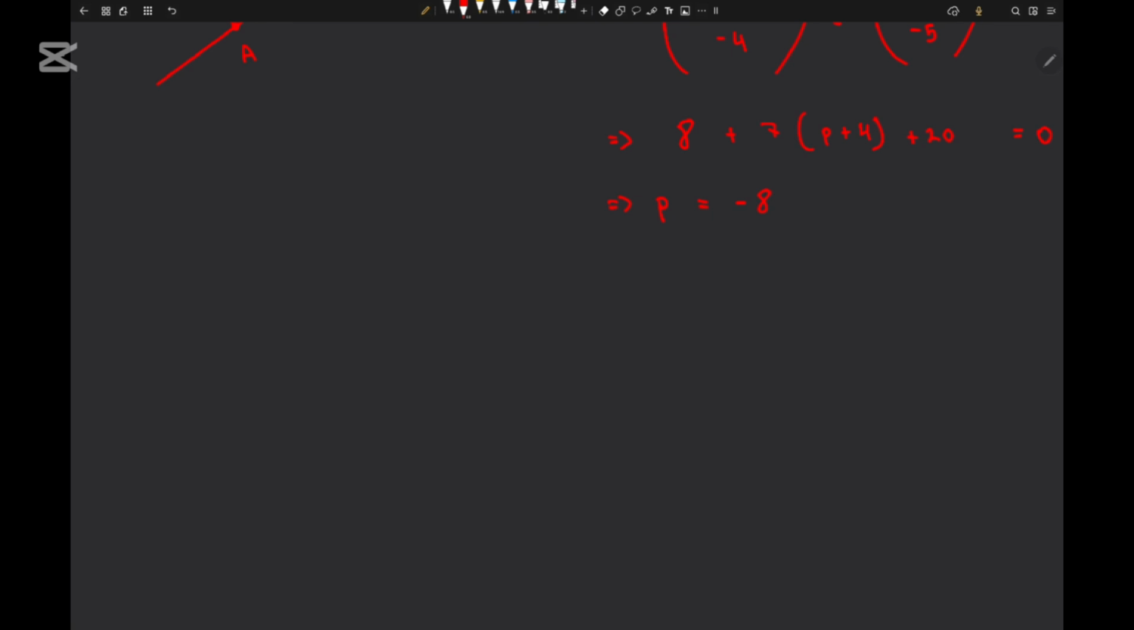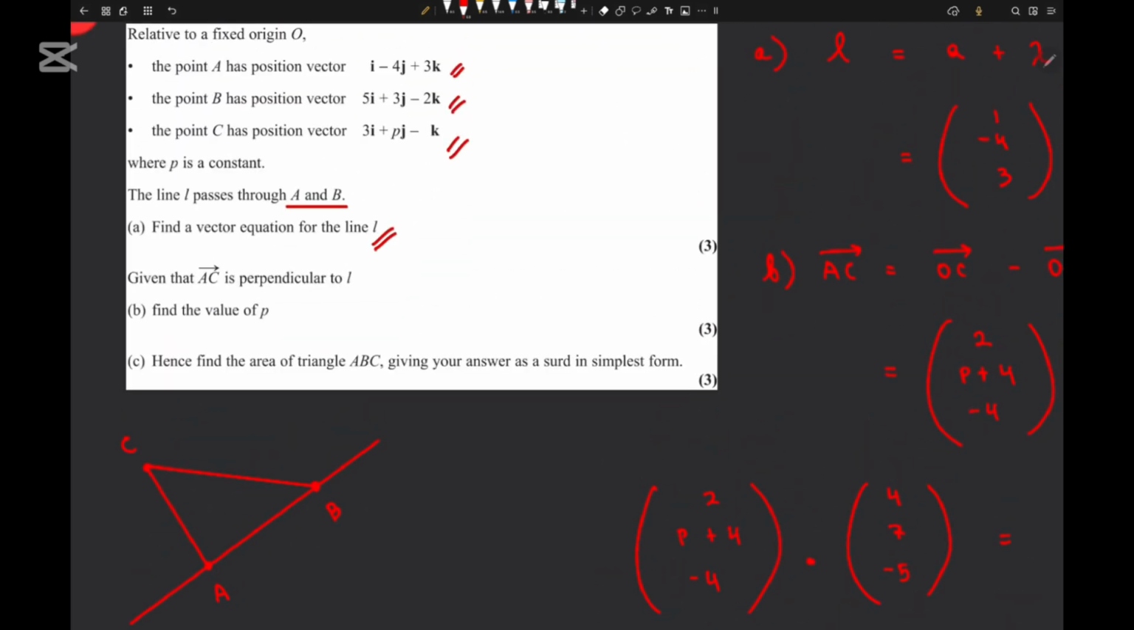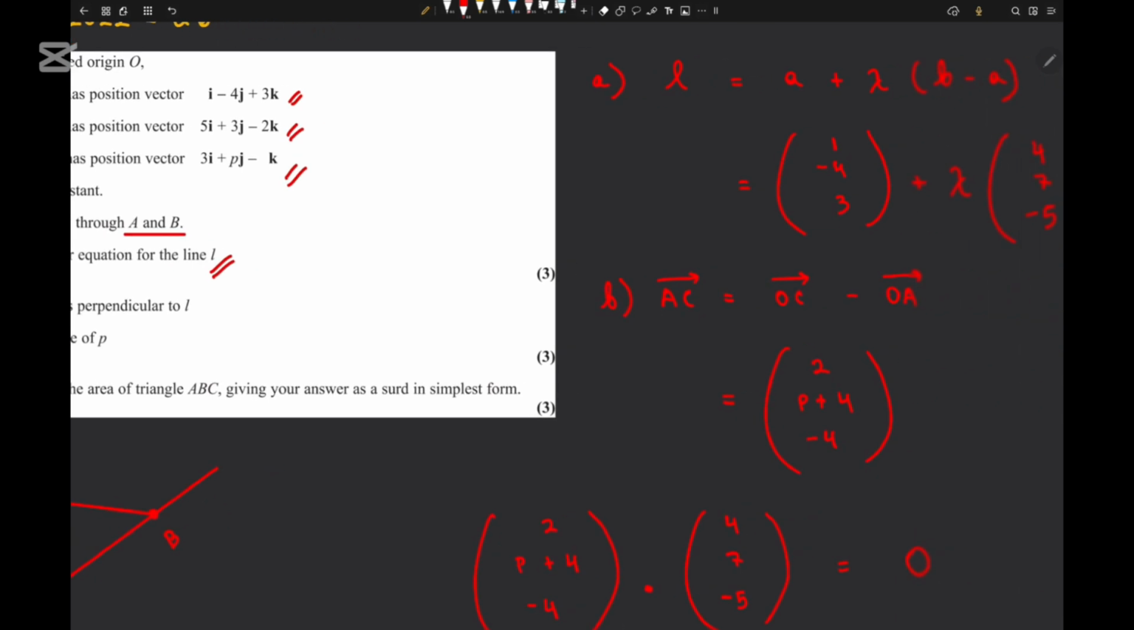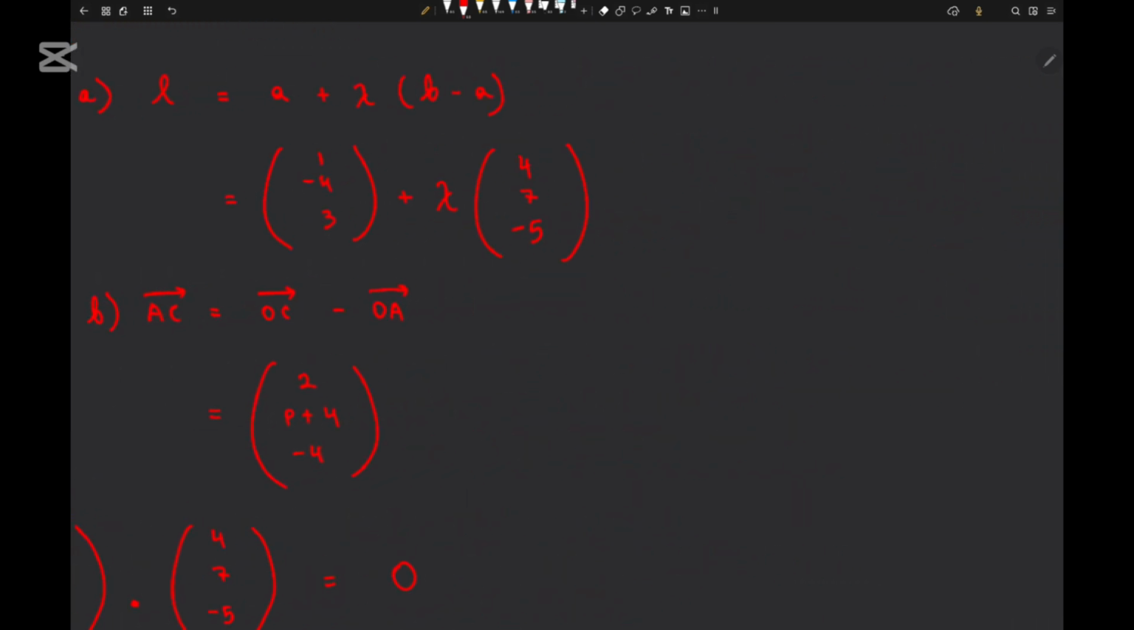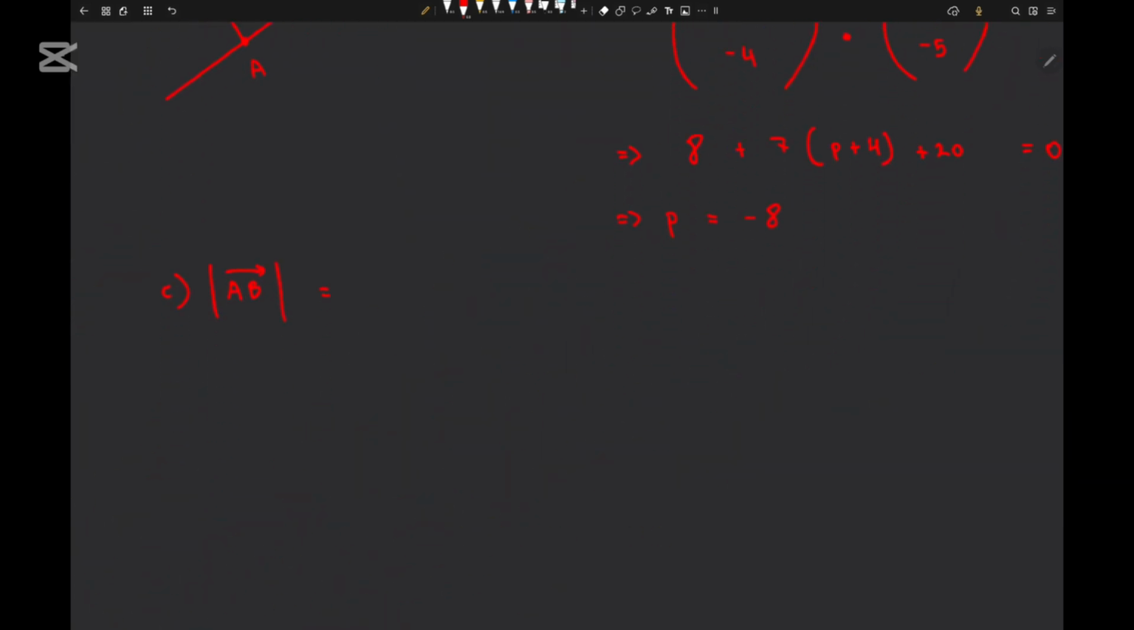In order to find the length of AB, we need to find the modulus of AB. So the AB vector is 4, 7 and minus 5. So this will be 4 squared plus 7 squared plus minus 5 squared, which gives us 90. So this is equal to root 90. So that is the AB vector.